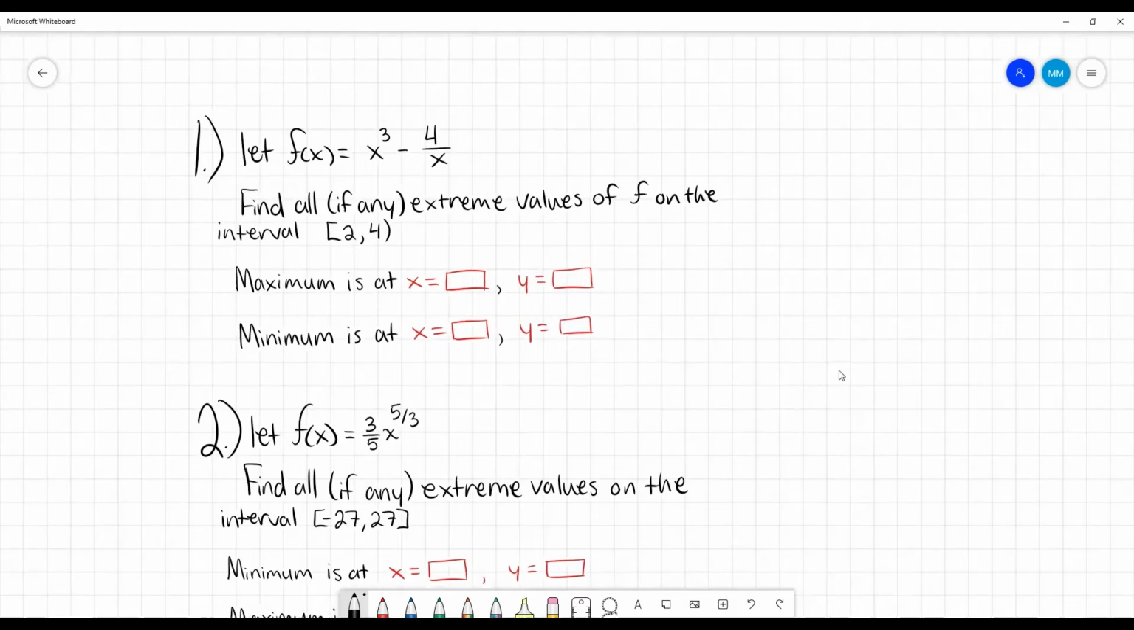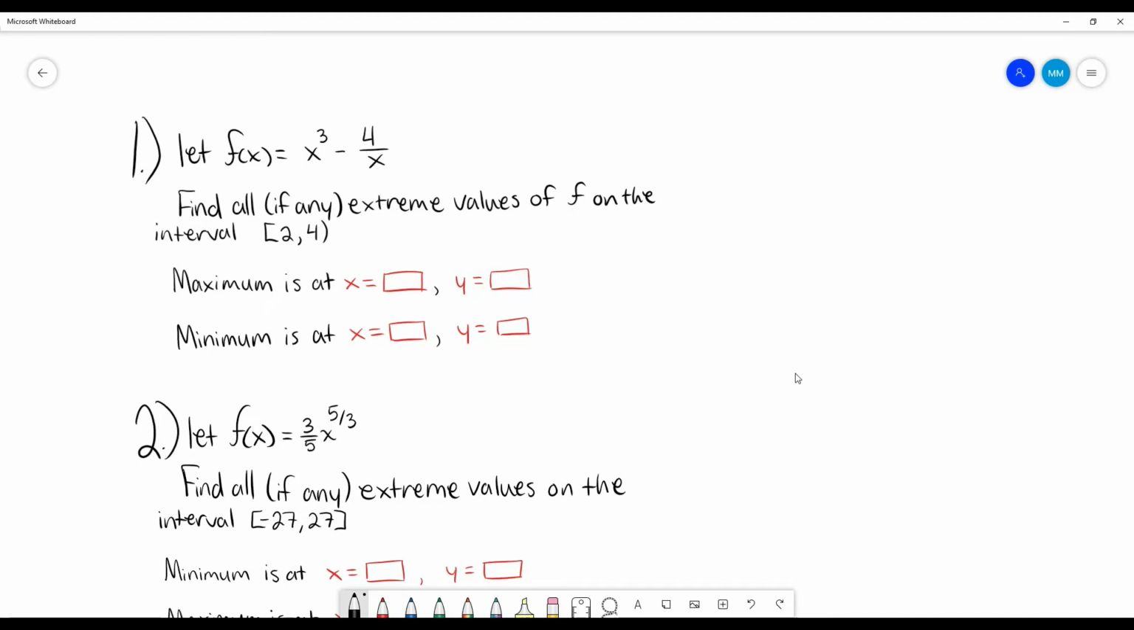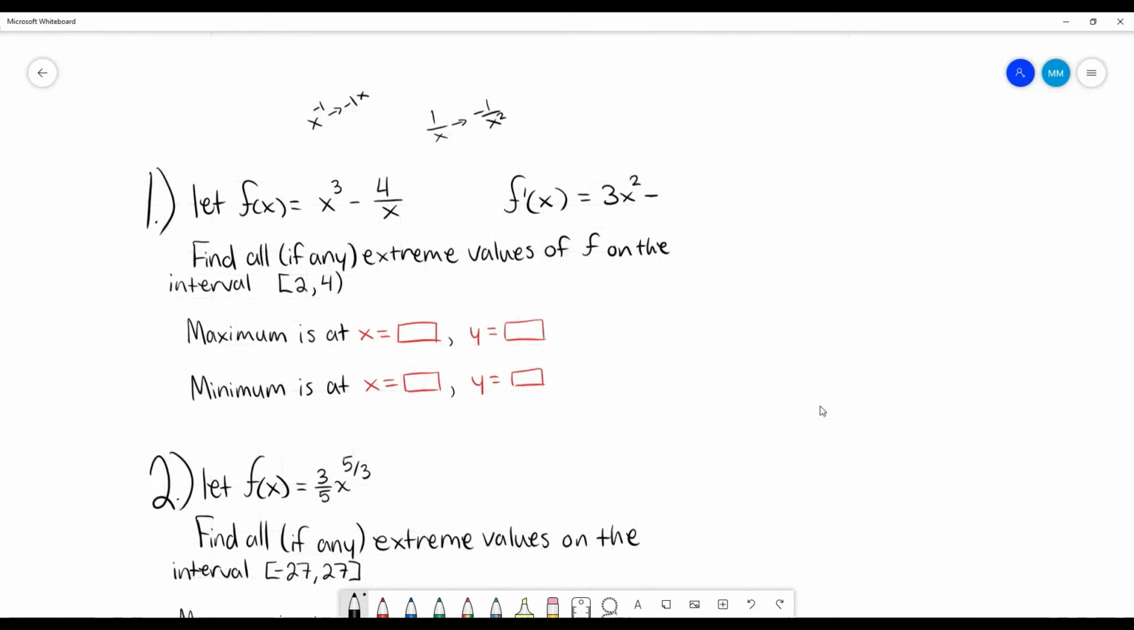So the first thing that we have to do is take the derivative of f of x. So if I take the derivative there, I know the derivative of x cubed is 3x squared. And then I know the derivative of 1 over x is negative 1 over x squared. And that's just because we're applying our power rule there, really, because 1 over x is the same as x to the negative 1 power. So if I bring my power in front, it's a negative 1 times x, and then I subtract 1 from the power, and it turns into that.